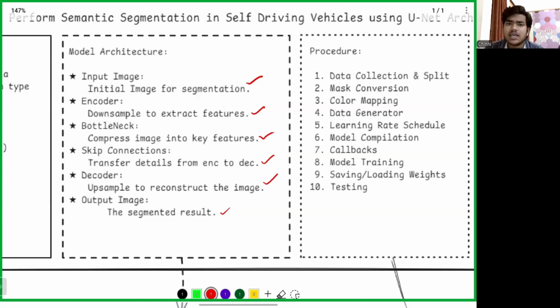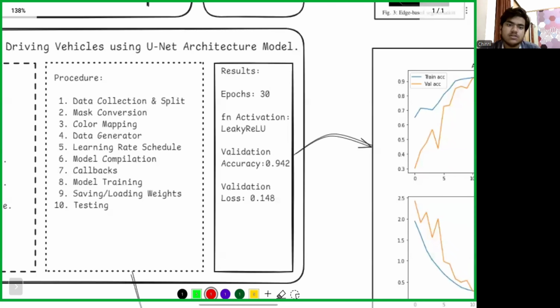And skip connections transfer the main features from encoders to decoders. This is the use of skip connections, and the output image is the required segmented result. Let's discuss the procedure. Here are the main steps involved in this project. I would like to explain these steps in detail through code. So let's dive into the code.